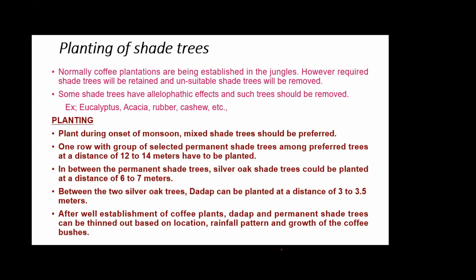After the coffee plants are well established, the Dadaps and permanent shade trees can be thinned out based on the location, rainfall pattern, and growth of the coffee bushes. Some allelopathic effects will be there on the coffee plants, so you have to take care. Allelopathic plants release allelopathic chemicals to neighboring plants, so growth will be affected. These are the allelopathy-producing plants you should avoid as much as possible in your estates.